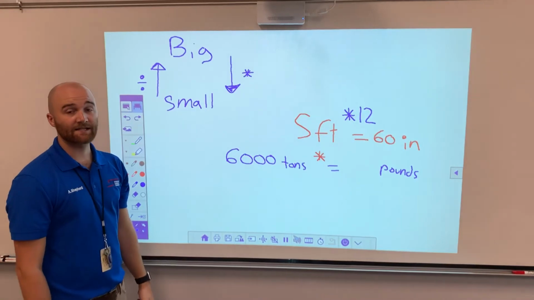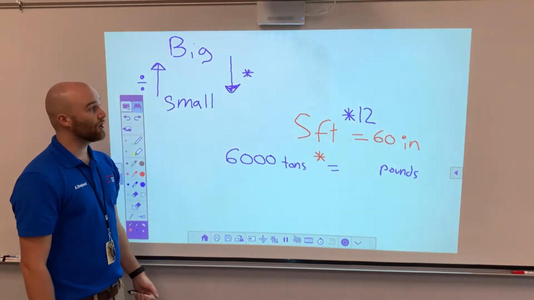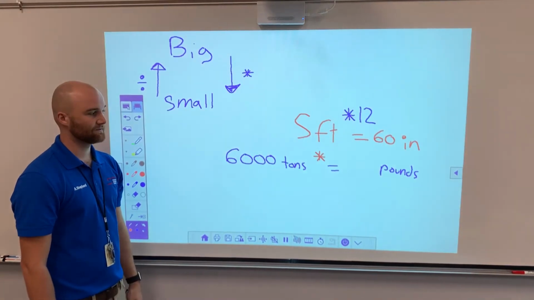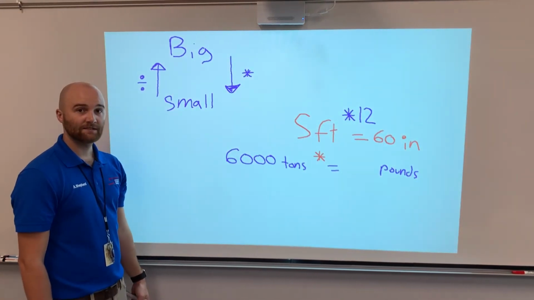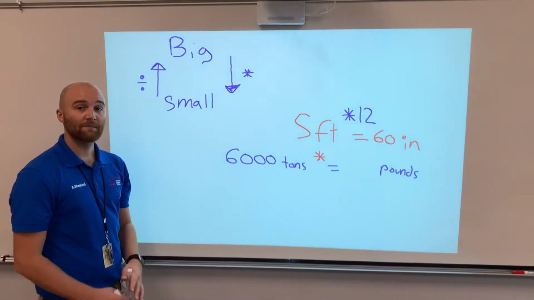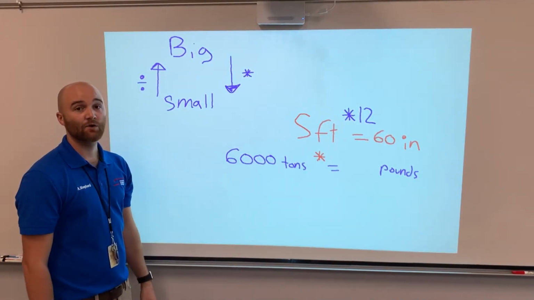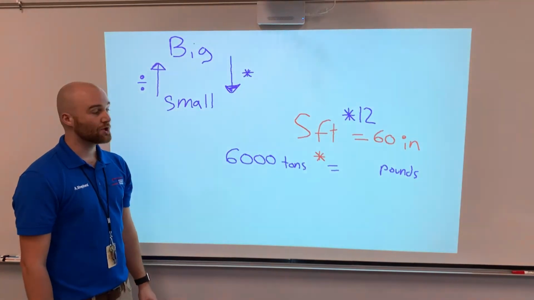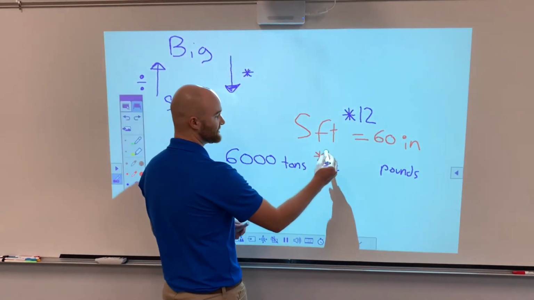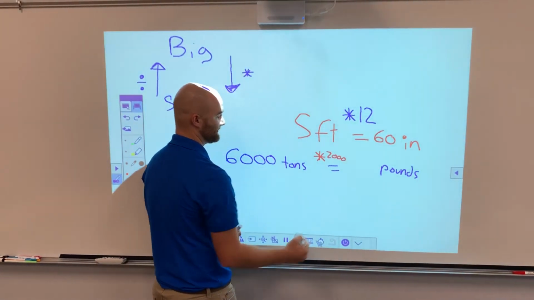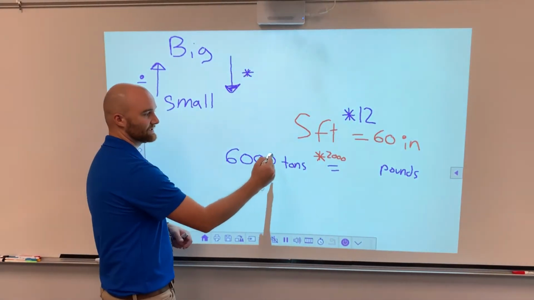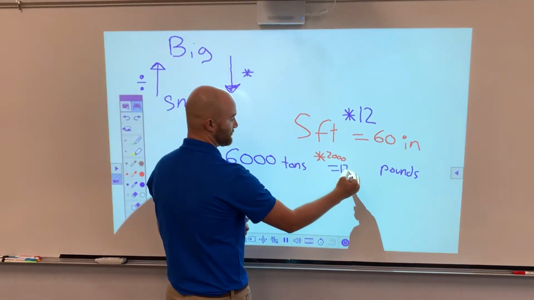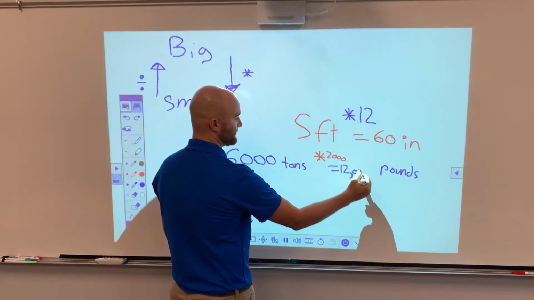Then the next thing that I need to do is figure out, okay, what is my conversion rate? My conversion rate is 2,000, because when I look on my chart, I see that 1 ton is equal to 2,000 pounds. So I'm going to multiply times 2,000. That means I've got 6,000 times 2,000. That's going to give me a really big number. That's 12 and then 6 zeros.